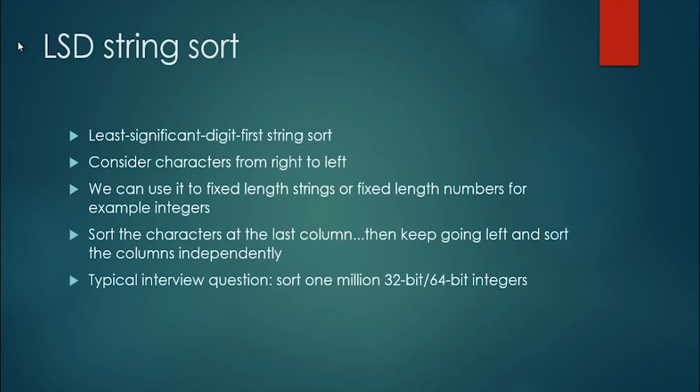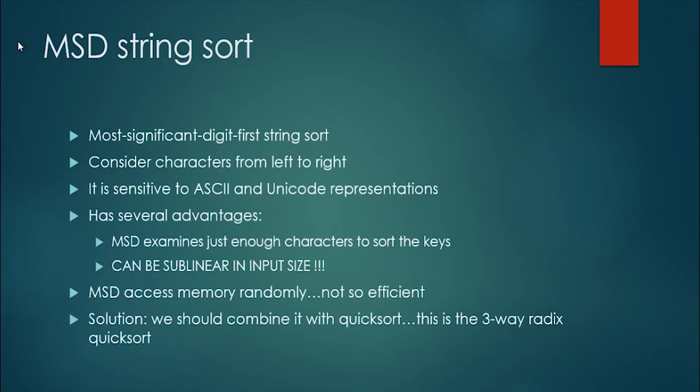It's kind of a typical interview question: we have 1,000,000 32-bit or 64-bit integers, and what's the best way of sorting them? I think most of the candidates guess merge sort, quick sort or heap sort. These are the known fastest sorting algorithms, but the right answer is Radix sort. So it's quite an important algorithm.